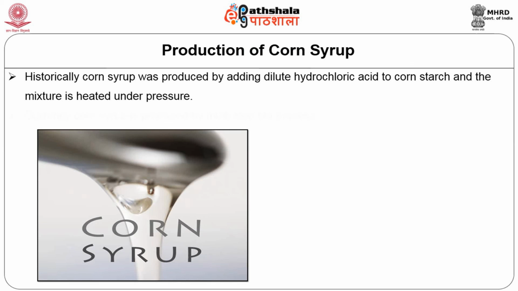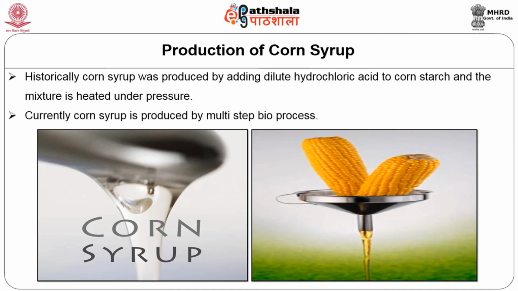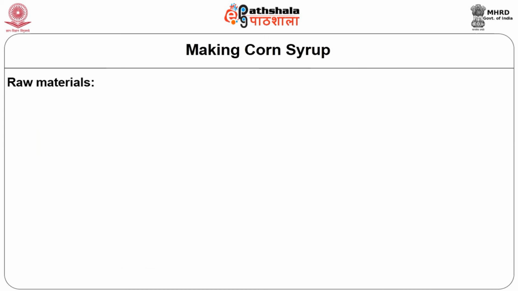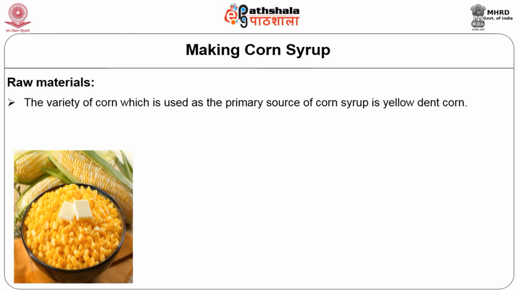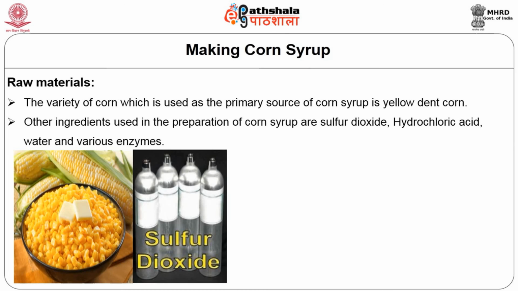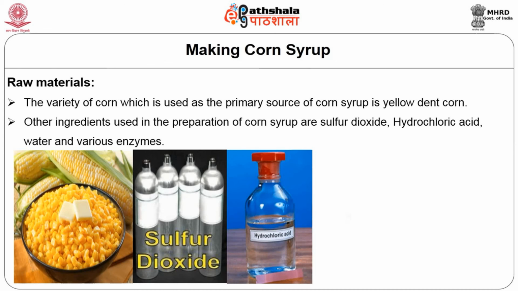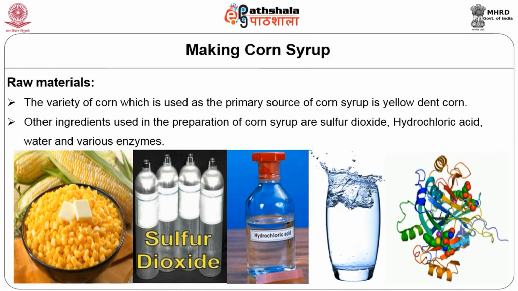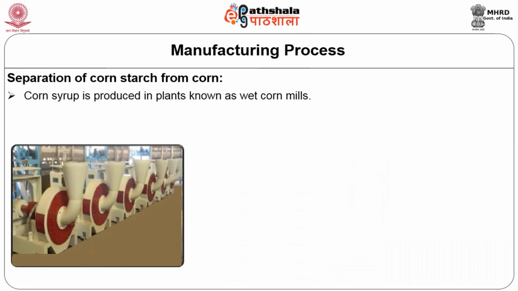Historically, corn syrup was produced by adding dilute hydrochloric acid to cornstarch, and the mixture was heated under pressure. Currently, corn syrup is produced by a multiple step bioprocess. The variety of corn used as a primary source of corn syrup is yellow dent corn. Other ingredients used in the preparation of corn syrup are sulfur dioxide, hydrochloric acid, water and various enzymes. Corn syrup is produced in a plant known as a wet corn mill.